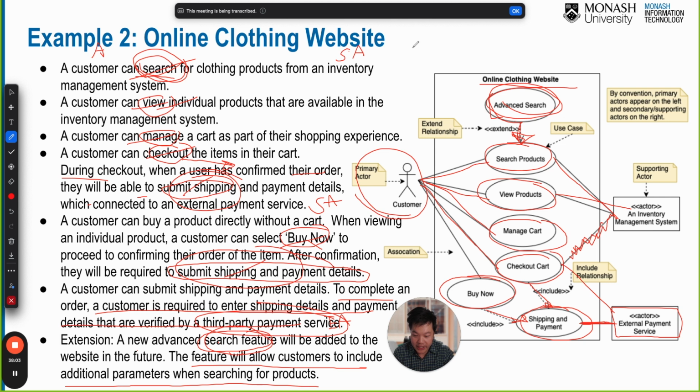I also want to mention this one as well. By convention, primary actors appear on the left, and the supporting actors appear on the right side. So we know that the inventory management system, just like some other system which can be connected via the API, is just a supporting actor, but not the main actor of the online clothing website. Same to the external payment service as well.